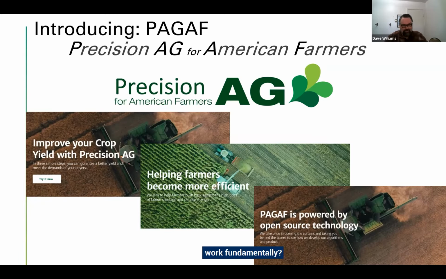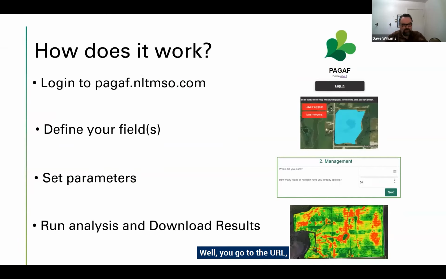So how does it work fundamentally? Like, what's the use case? Well, you go to the URL, pagaf.nltmso.com. You log in and define your fields. You have to define where your field boundaries are. Depending upon the model you're running, you input some parameters and you download your result.